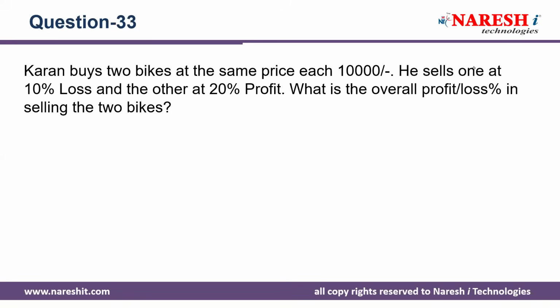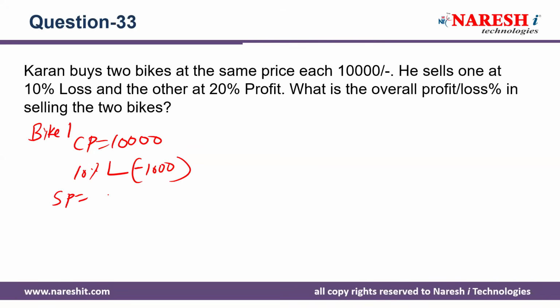Current buys two bikes at the same price, each 10,000. He sells the first one at 10% loss and the second one at 20% profit. What is the overall profit or loss? Overall means the total profit percentage of two bikes. Bike one, cost price 10,000, 10% loss. 10% of 10,000 is 1,000 rupees loss. Selling price 9,000.